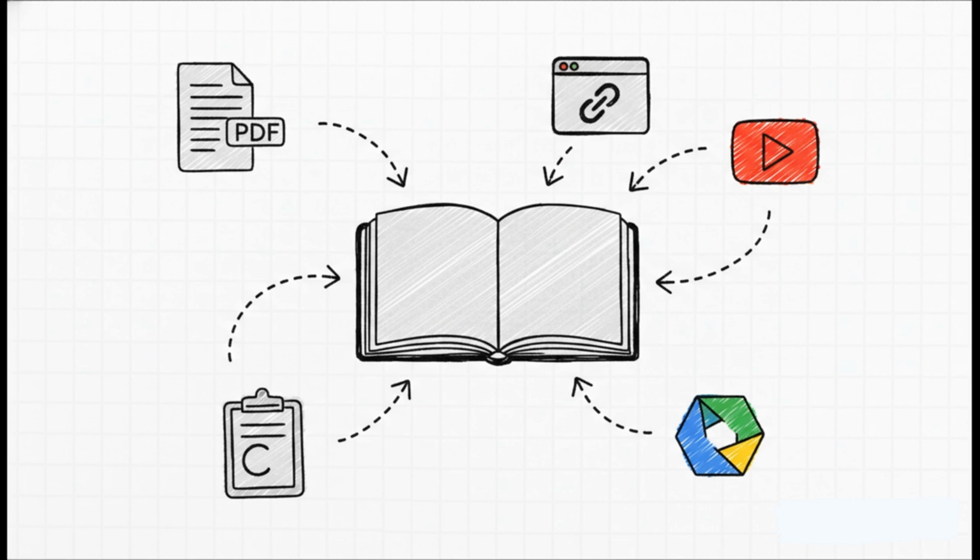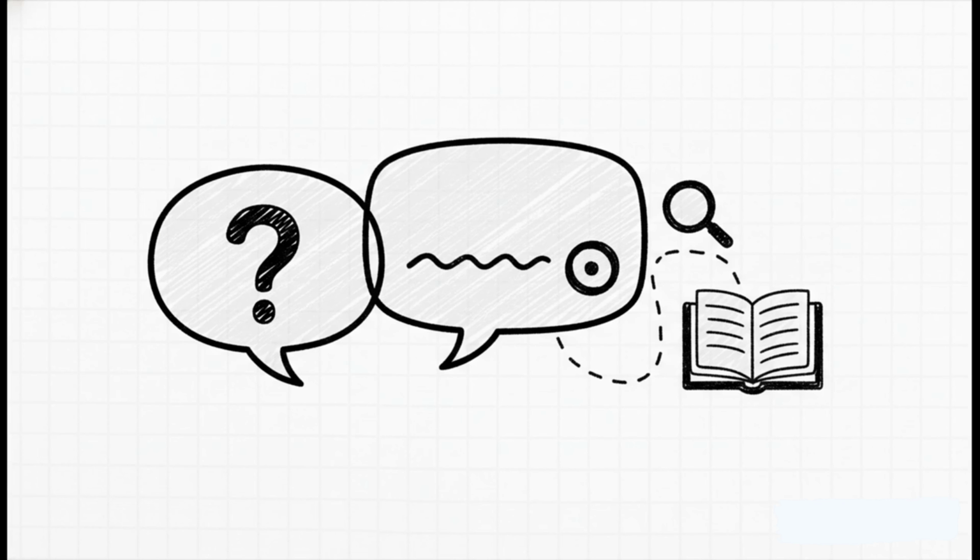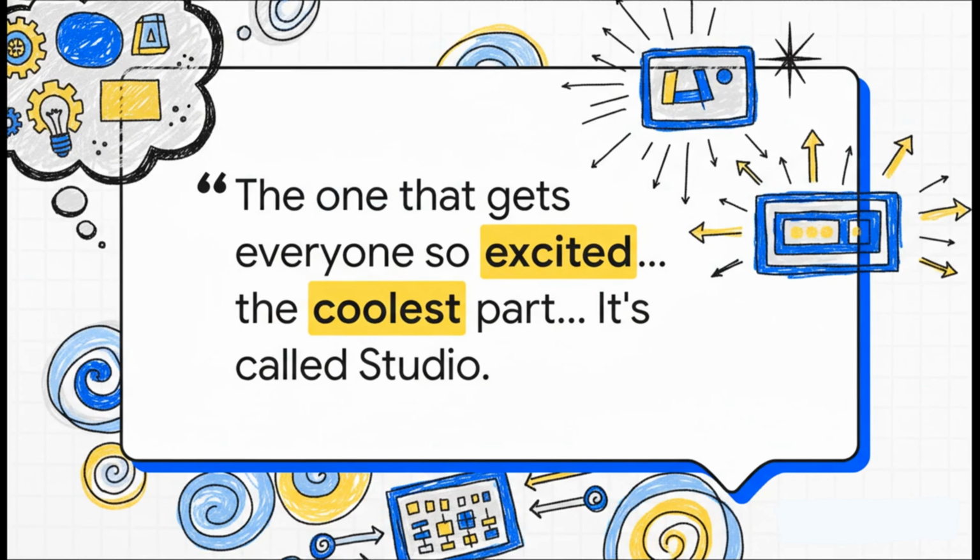Okay, so let's move on to step 2, and this is where things start to get really cool. This is the learn phase. Once you've curated all your trusted sources, you can start to digest that information and transform it into some really powerful insights. The main thing you'll see is the chat interface. It lets you interact with all your sources. You can ask it anything, and it'll pull answers directly from the materials you provided. And here's the best part. Every single answer comes with a citation, so you can easily click and verify exactly where it got that information. No more guessing.